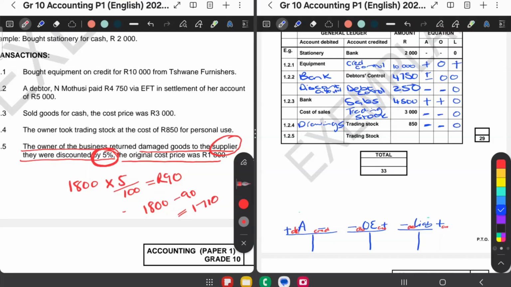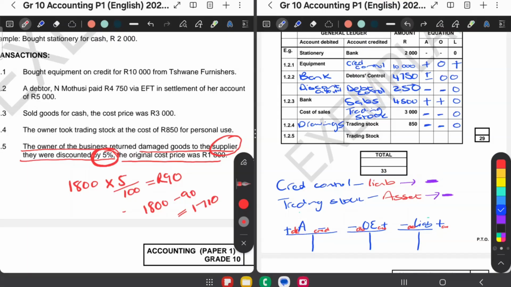Two accounts involved. We are returning goods to a supplier. Supplier is creditors control, account number 1. And then we are returning goods, trading stock. So trading stock, let's quickly classify. Creditors control is a liability. Trading stock is an asset. Let's do pluses and minuses. If we return goods to our supplier, do we owe them more or less? We owe them less money because we're returning goods. And then if I return goods to a creditor, do I have more goods or less goods? I have less goods.